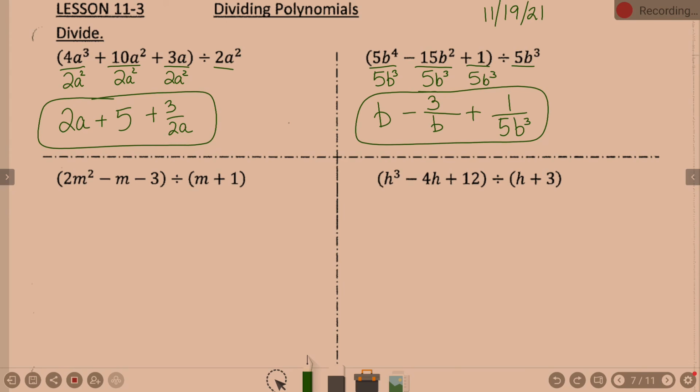And there shouldn't usually be any cleanup after that, like any like terms to add or subtract, because unless there were like terms in the original problem that weren't already added or subtracted, there's not going to be like terms down here. Okay?